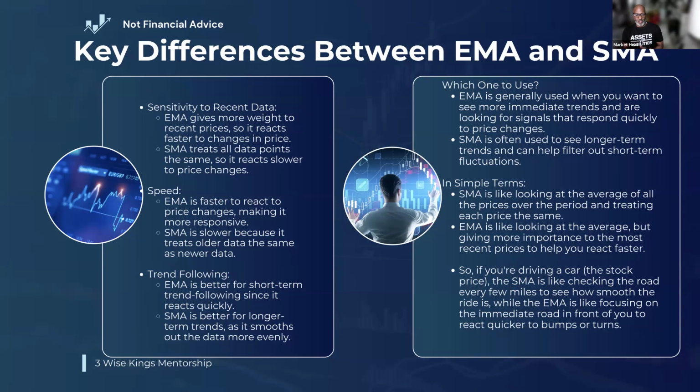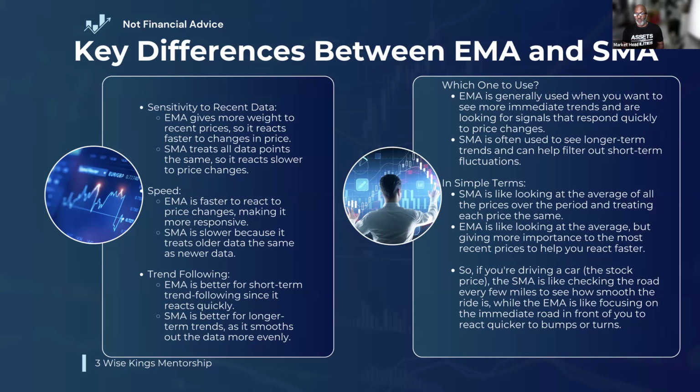When following the trend, the EMA is better for short-term trend following since it reacts quickly. The SMA is better for long-term trends as it smooths out the data more evenly. So which one do you use? An EMA is generally used when you want to see more immediate trends and are looking for signals that respond quickly to price changes. The SMA is often used to see longer-term trends and can help filter out short-term fluctuations.